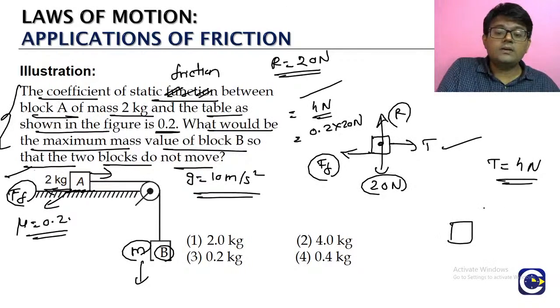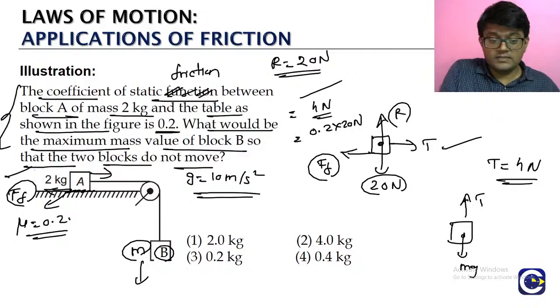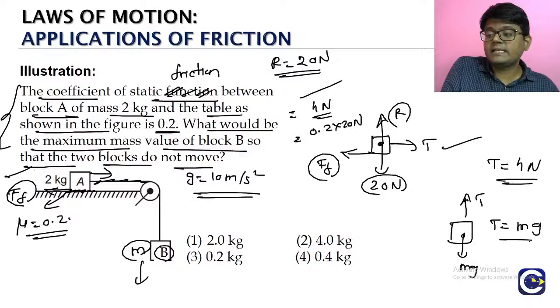Now look at the free body diagram for our block B. Block B will have its weight mg, and that is balanced by the tension, right? Since they both are the same rope with the usual assumptions, the rope is massless, pulley and rope don't have friction. With all these assumptions, the tension on both sides will be the same. Block A is not moving means block B is also not moving, which means here also force balance, right? The tension is equal to what?